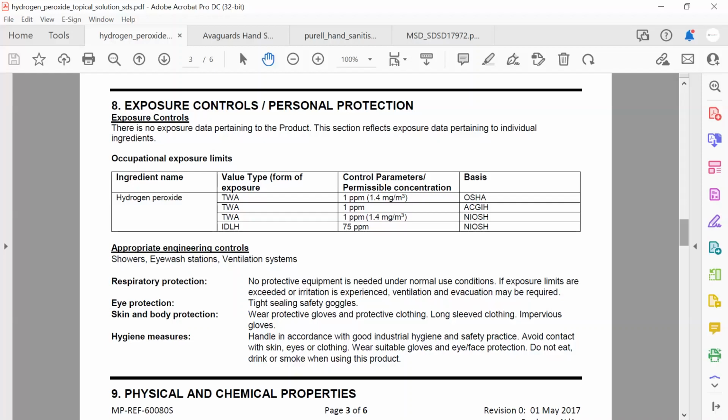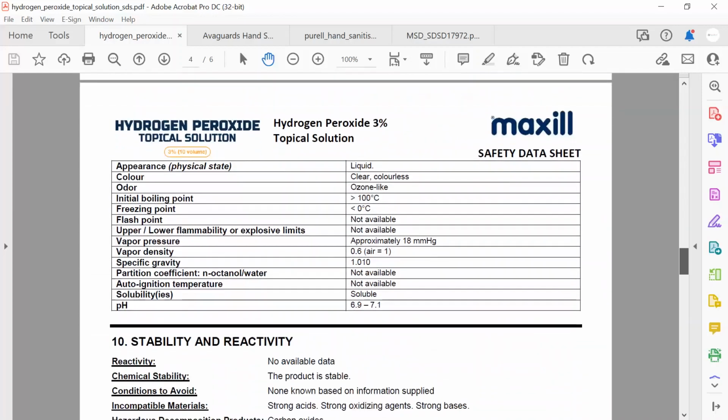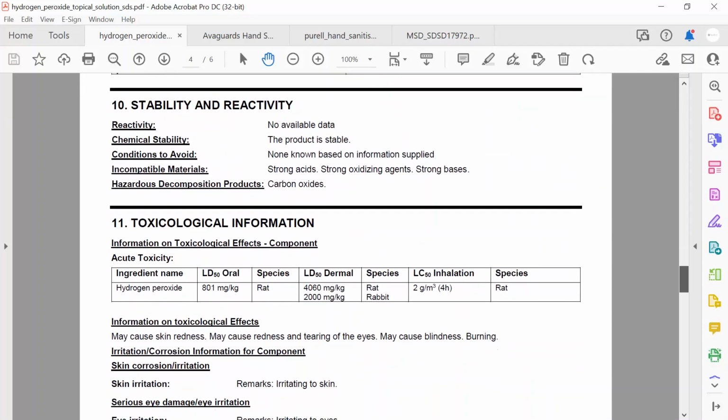It does want you to handle in accordance with good industrial hygiene and safety practices, and then avoid having it contact your skin, etc. We're going to then see that it does have a flash point not available, but initial boiling point is over 100 degrees Celsius. It does show toxicology information as well.